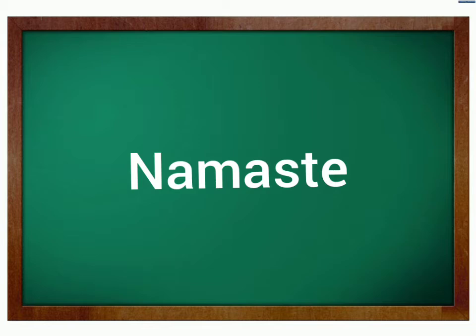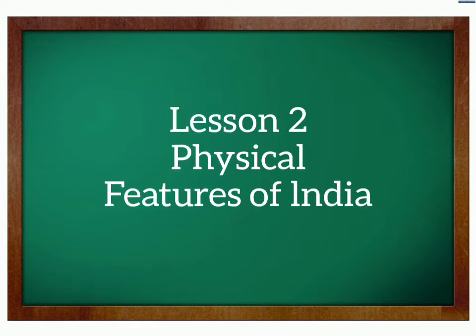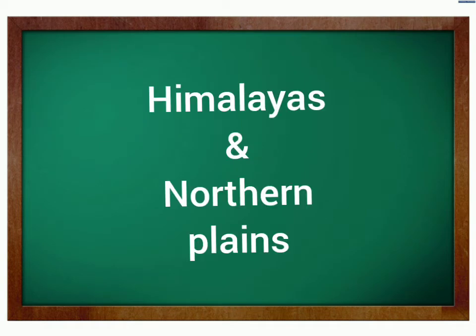We started geography second lesson, physical features of India. In the previous class, we had studied the theory of plate tectonics and we learned that the plate movements are classified into three types. What are they? They are convergent boundary, divergent boundary and transform boundary. Today, we are going to discuss the formation of Himalayas and northern plains.